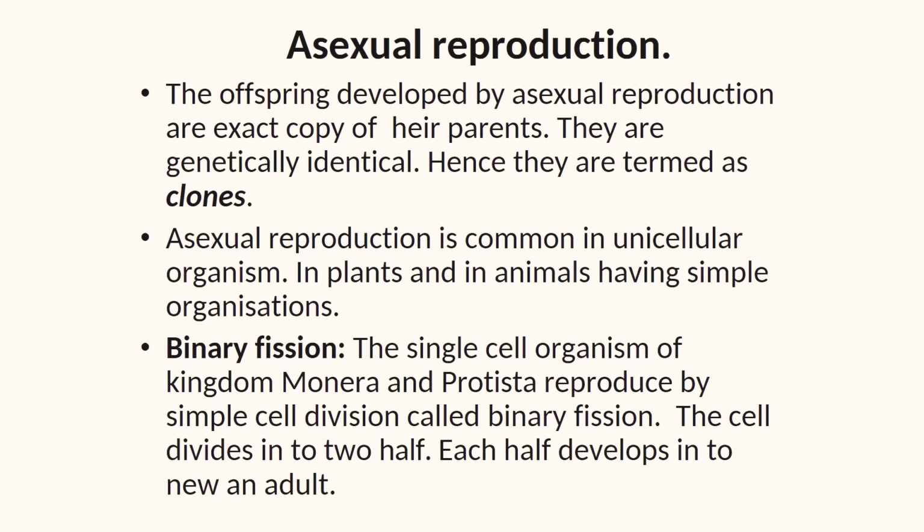Binary fission. When an individual produces two offsprings by a single division, the method of reproduction is called binary fission. Binary fission mostly takes place in protozoans and sometimes is found in planarians. The single cell organisms of kingdom Monera and Protista reproduce by simple cell division called binary fission. The cell divides into two halves. Each half develops into a new adult.